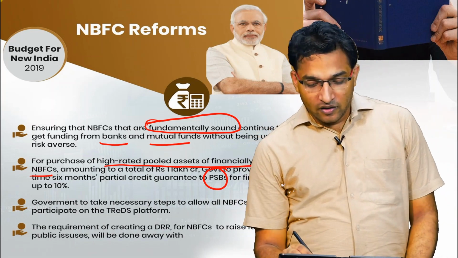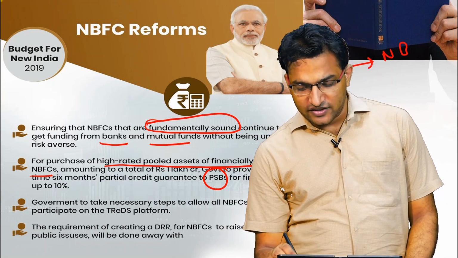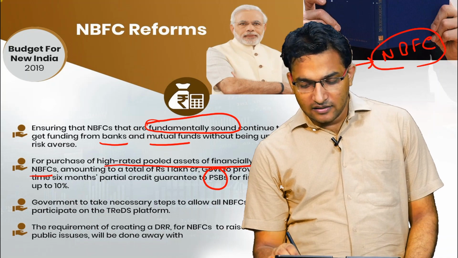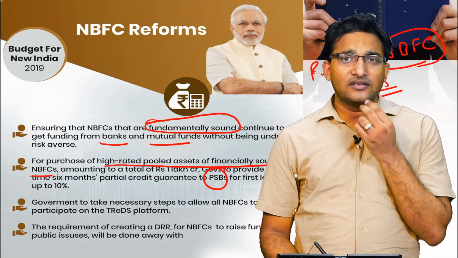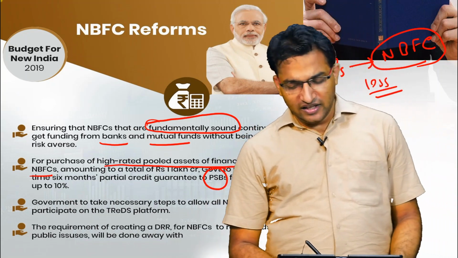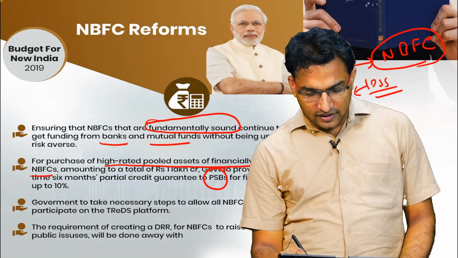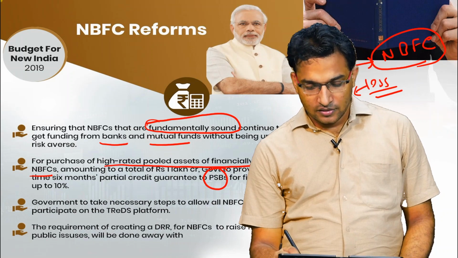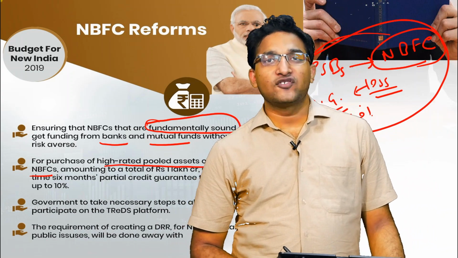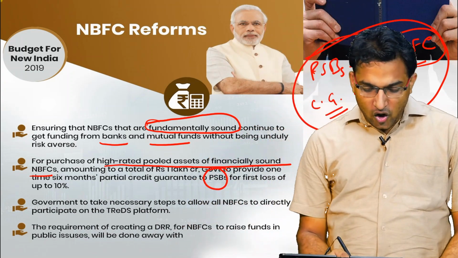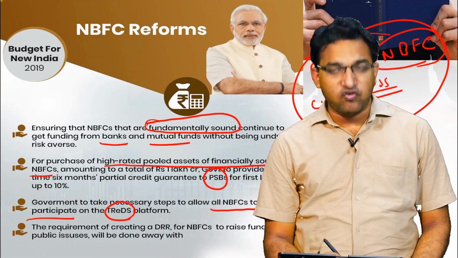So here the point is that when the public sector banks invest into the NBFC, and in case there is some loss because of this investment, so instead of profit, there can be loss also in any investment. So if there is any loss, for this loss, the government will provide some kind of credit guarantee up to 10%. So the purpose here is that the NBFCs continue to get the funding from the banks. Then the government to take necessary steps to allow all NBFCs to directly participate in the TREDS platform.